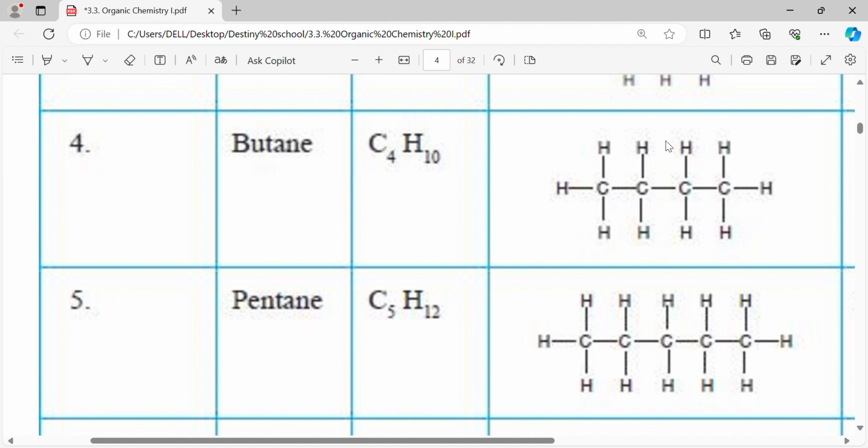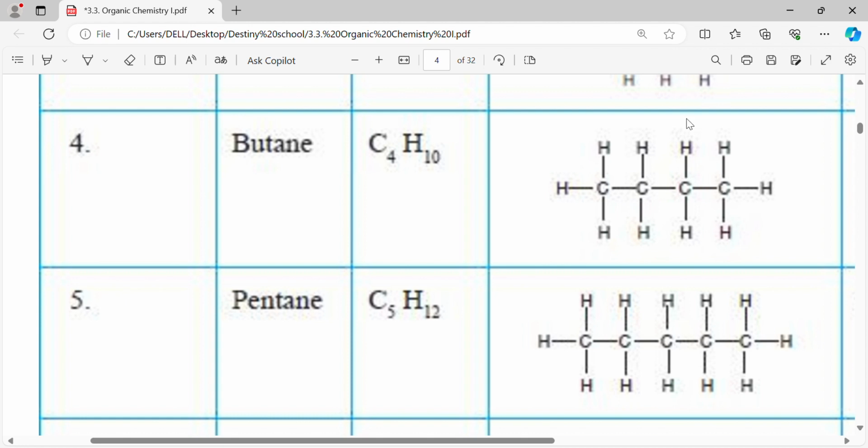So we have 1, 2, 3, 4. So these are now 4 carbon atoms. Then now you add hydrogen around them. So for example, here, this carbon, 1, 2, 3, 4. You see, at any given point you must have 4. This carbon here, 1, 2, 3, 4.